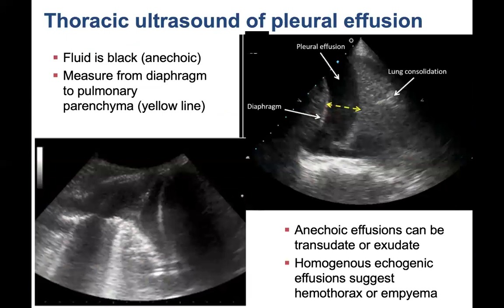So when we do the thoracic ultrasound of a pleural effusion, the fluid is going to be black, or anechoic. So in this picture right here, we see a diaphragm. We see, again, liver or spleen. Here is our lung. It looks consolidated. It looks almost like a liver. And then you see, here's your pleural effusion, this anechoic fluid right here.